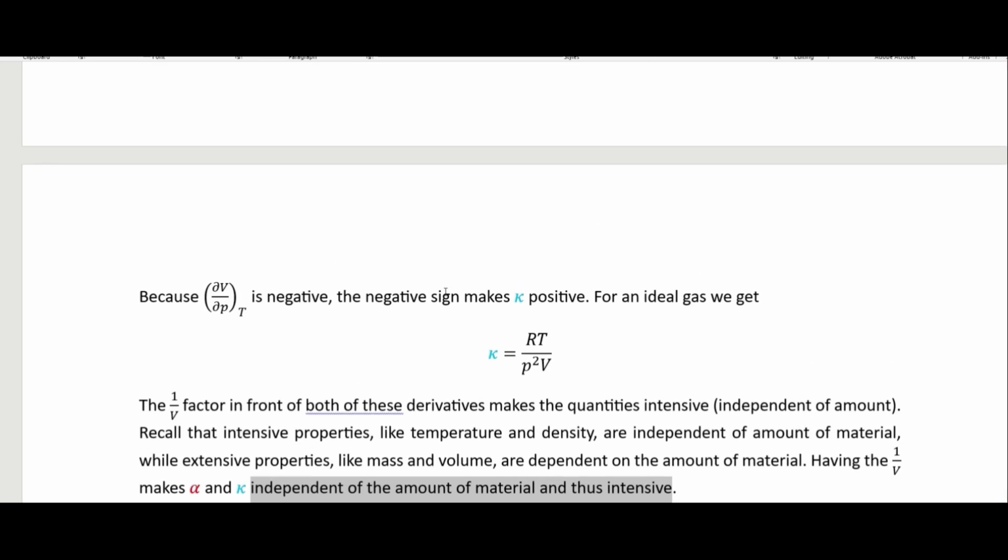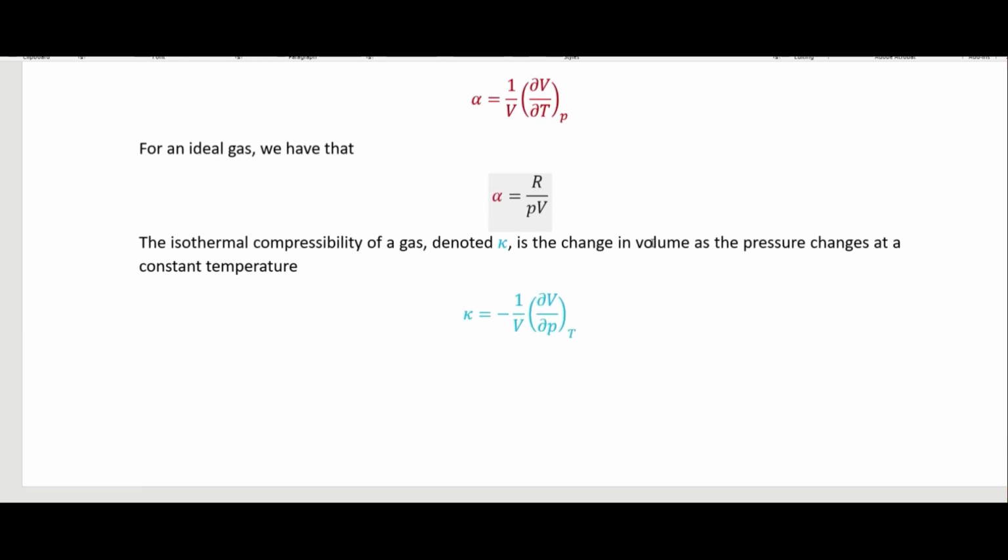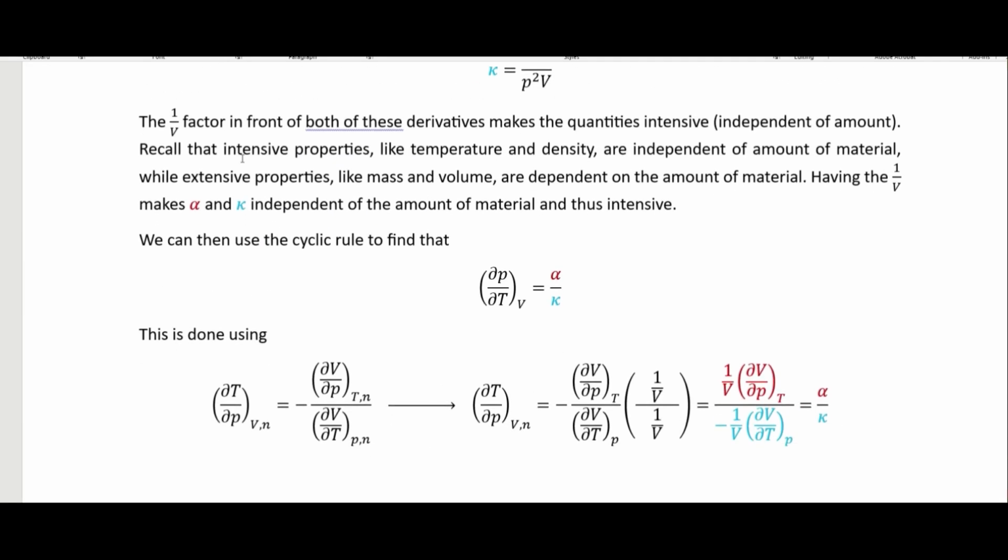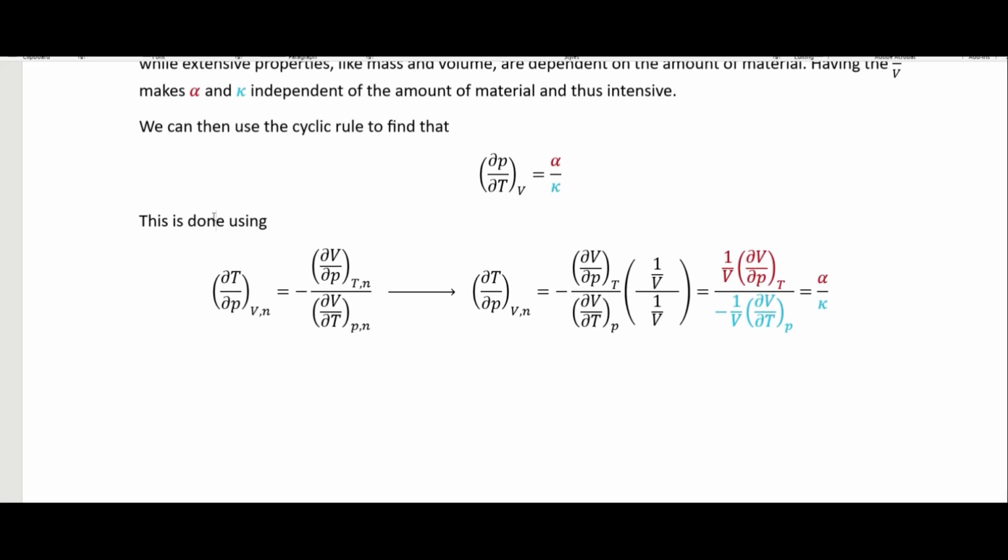So what we see up here is that this alpha and this kappa are both going to be derivatives of volume. So one is the derivative of volume with respect to T, the other is the derivative of volume with respect to P. And so we can use the cyclic rule to find that the derivative of pressure with respect to T at constant volume is actually equal to alpha over kappa. So this is done using this. So we have our derivative of temperature with respect to pressure right here. And then these are the two partials we used in the derivatives up above for alpha and kappa. So we see that we're just dividing one by the other.